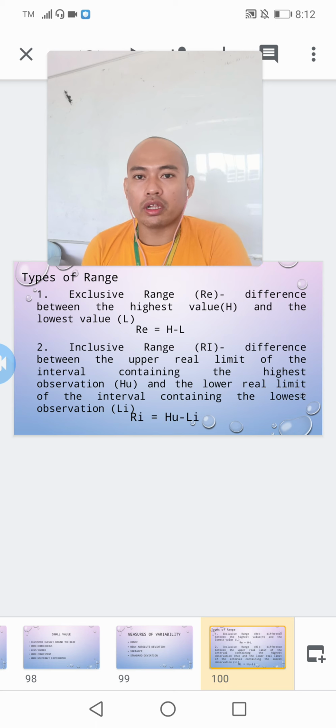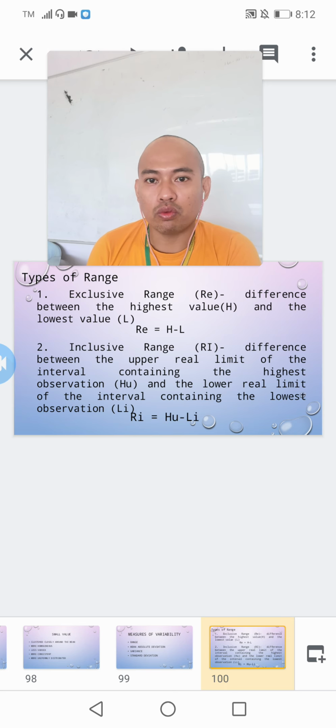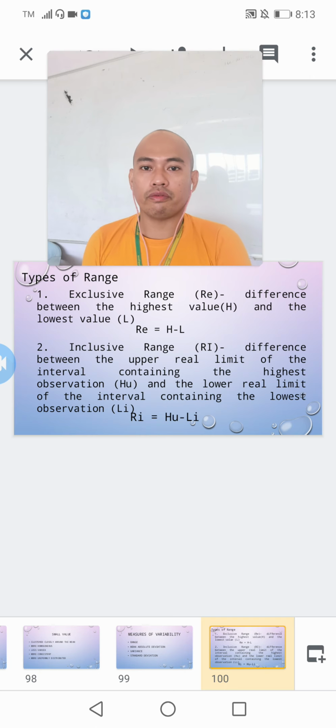Going back to the range, there are actually two types of range that we can use. We can have the exclusive range, which we denote as RE. The exclusive range is the difference between the highest value and the lowest value, as I said a while back. The formula is RE equals H minus L, where RE is the exclusive range, H refers to the highest value, and L refers to the lowest value of measurement.